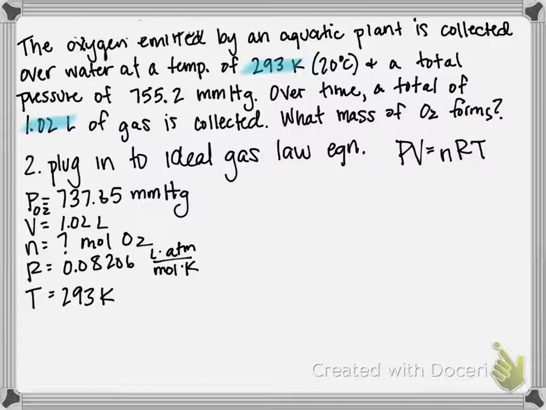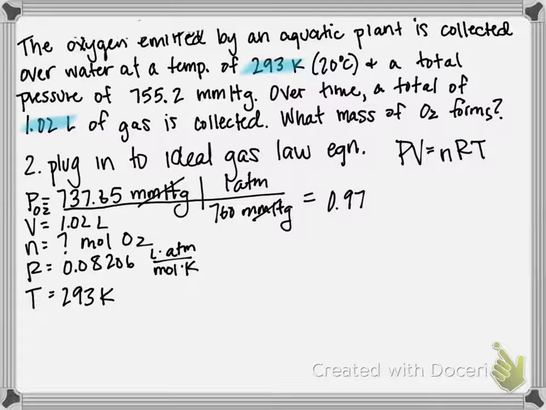So before we plug into the ideal gas equation, the partial pressure of oxygen that I calculated, I need to convert that into atmospheres in order to plug in and utilize the ideal gas constant that I want to. So I'm going to divide by 760 millimeters of mercury, 1 atmosphere on top, and that's going to give me a pressure of oxygen of 0.97059 atmospheres. So now I'm ready to plug into my ideal gas law equation.